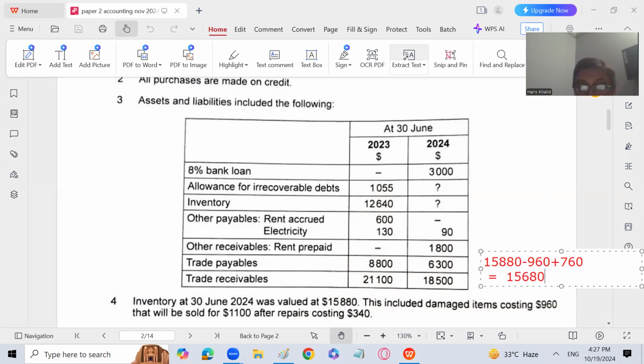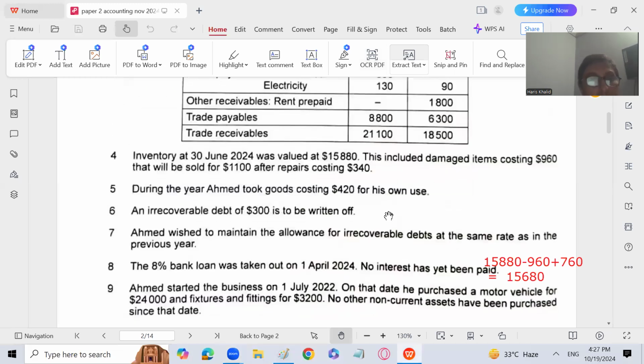Now let's see the requirement first so that you will have an idea. During the year, Ahmed took goods costing 420 for his own use, that is goods drawing. Entry will be drawings debit and purchases credit. So that is going to be subtracted from purchases, obviously, and it will be a part of drawings also. Bad debts of 300 is to be written off. It is yet to be subtracted.